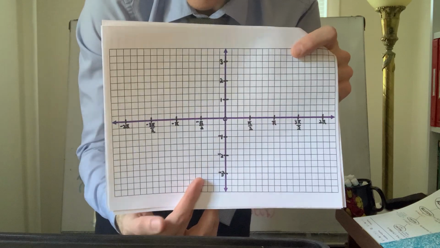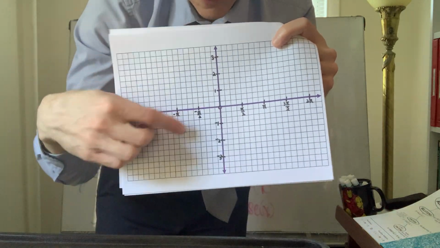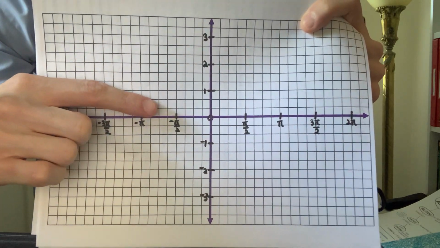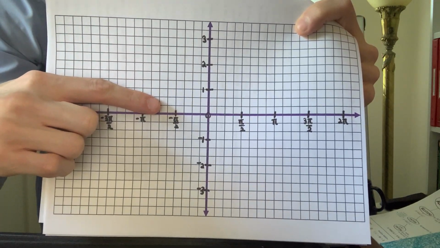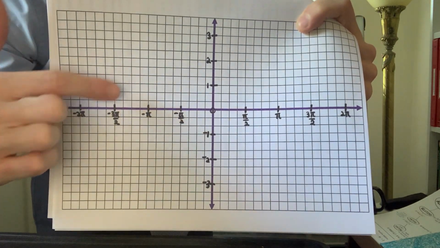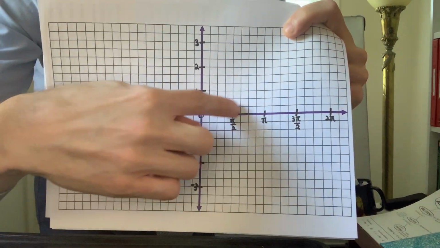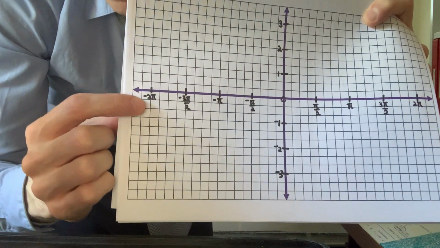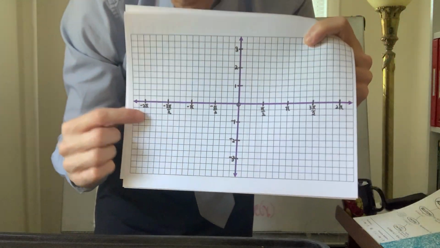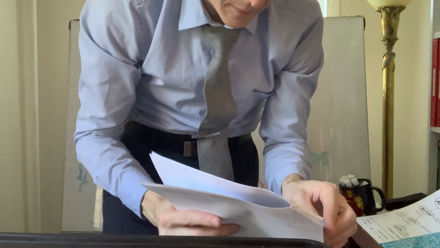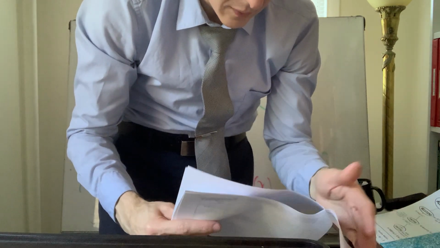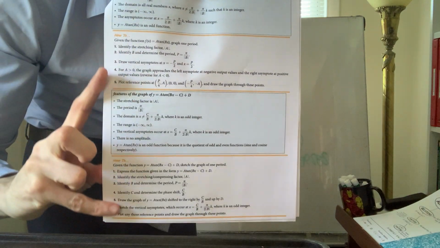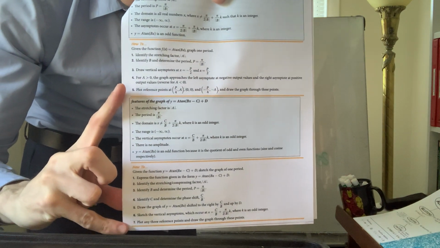This is some graph paper that I have rigged up specifically for demonstrating tangent graph, cotangent, secant, and cosecant. The increments here are spaced 4 blocks, and they're in fractions of pi, as you can see. And this is the information that I swiped from your textbook because I felt it was a better summary than anything I could give you.